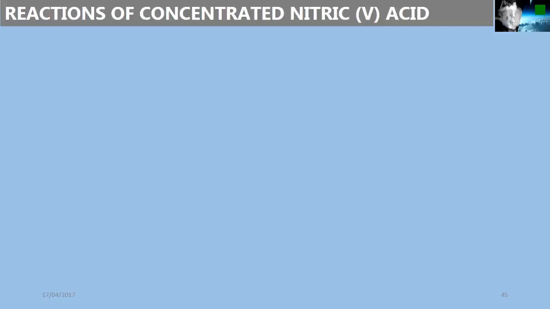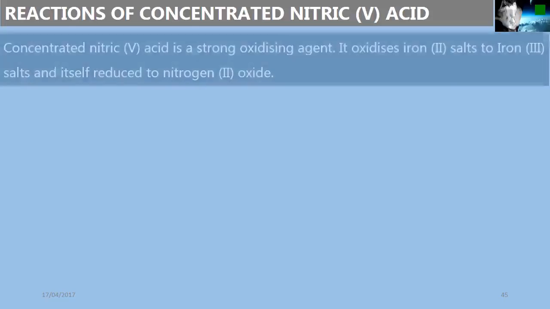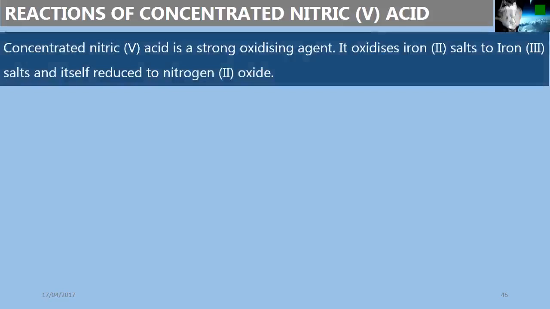Reactions of concentrated nitric acid. Since we looked at the reactions of dilute nitric acid and we found that it behaves just like a typical acid, the concentrated acid behaves in a different way. Firstly, concentrated nitric acid is a strong oxidizing agent, and it oxidizes iron 2 salts to iron 3 salts, while itself is reduced to nitrogen 2 oxide.